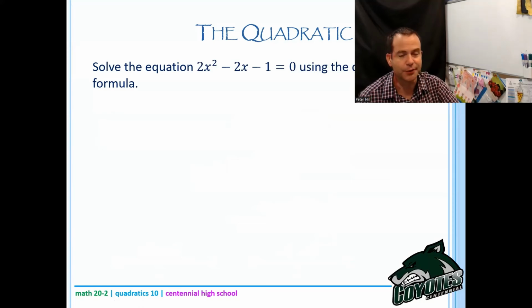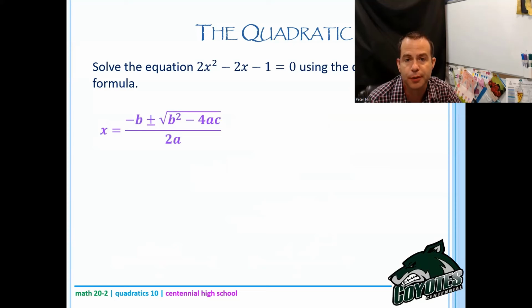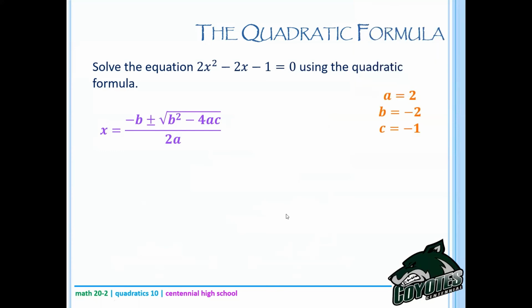Again, we're going to do the same thing over and over and over again. Okay, we're going to start by writing the formula that we're using, which is the quadratic formula. Okay, and again, that's always going to be given to you. You don't have to memorize that. Let's take stock of what I have. A is 2, B is negative 2, and C is negative 1.